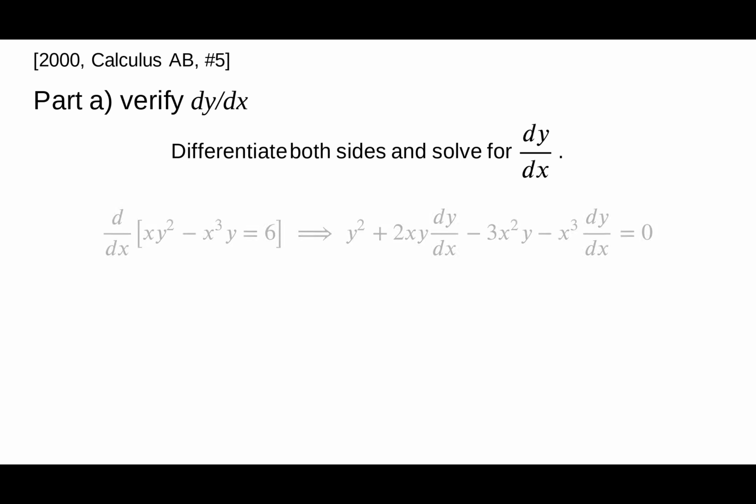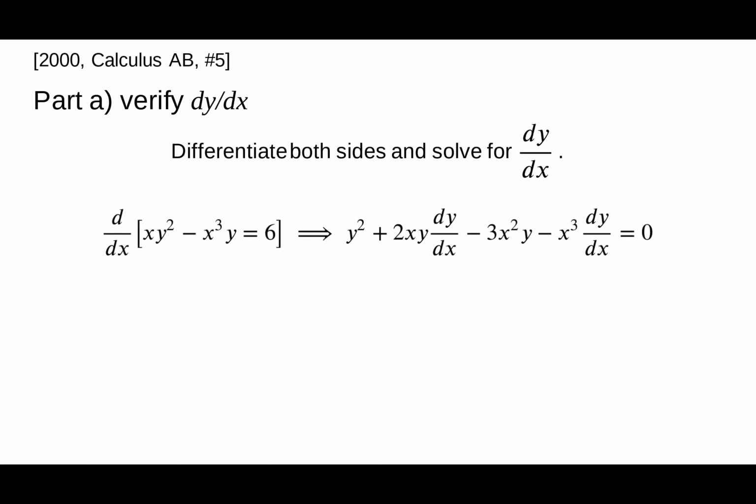Today's video is on the AB exam, question number 5 from the year 2000. And notice that this is not a calculator active question. In the question stem, we're given an implicitly defined function of x and y, and we are asked in part A to verify that dy/dx is a given formula. So when we have to find dy/dx for an implicitly defined function, we use implicit differentiation and we solve for dy/dx. So we're going to differentiate both sides of the function and solve for dy/dx.